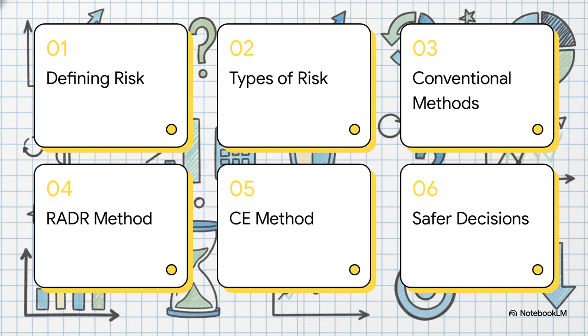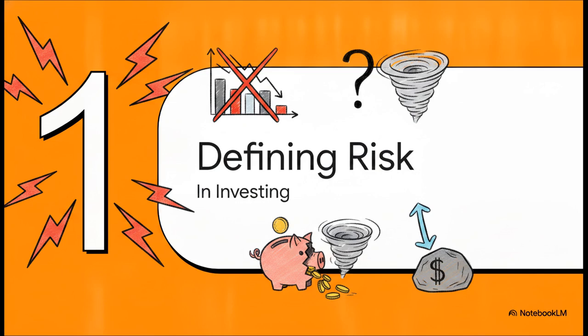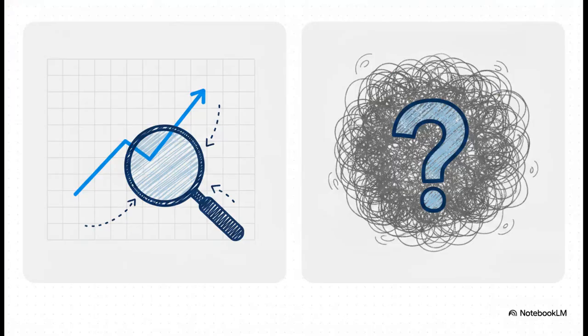Let's jump right in. Section 1, defining risk in investing. Let's get really clear on what we actually mean when we talk about financial danger. So, first things first, it is absolutely crucial that we separate risk from uncertainty. People use the terms interchangeably all the time, but mathematically, they're worlds apart. Uncertainty is the total unknown. It's an unpredictable event you just literally cannot see coming. But risk is something we can actually predict, or at least quantify, using historical data and probability. Basically, we can measure risk. We cannot measure pure uncertainty.